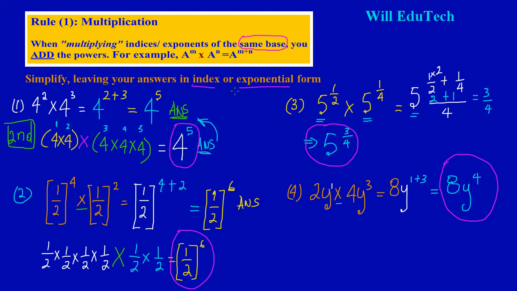So that's what we mean when we're saying we're going to be leaving our answers in index form, okay. It's a base raised to a power. Notice we didn't calculate the value of 4 to the 5th or a half raised to the 6th, okay. We left the answers just like that in exponential form, okay.